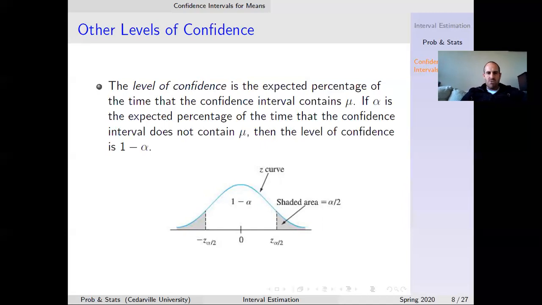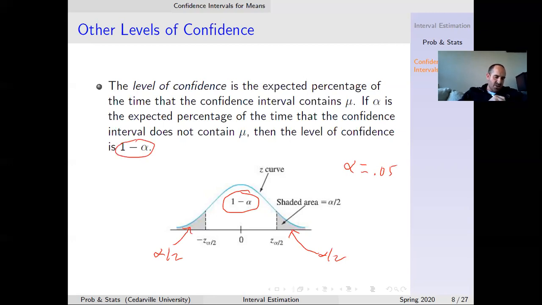So we had 95% before, but in general, you could have 1 minus alpha in the middle, which means I have basically alpha over 2 down here and alpha over 2 up here, okay? Just so that all total I have 100%. So in the case of 95% confidence, our alpha was equal to 0.05. That was our alpha level. The level of confidence was 1 minus alpha, right? Which in that case was 0.95. Okay, so we can change our level of confidence.